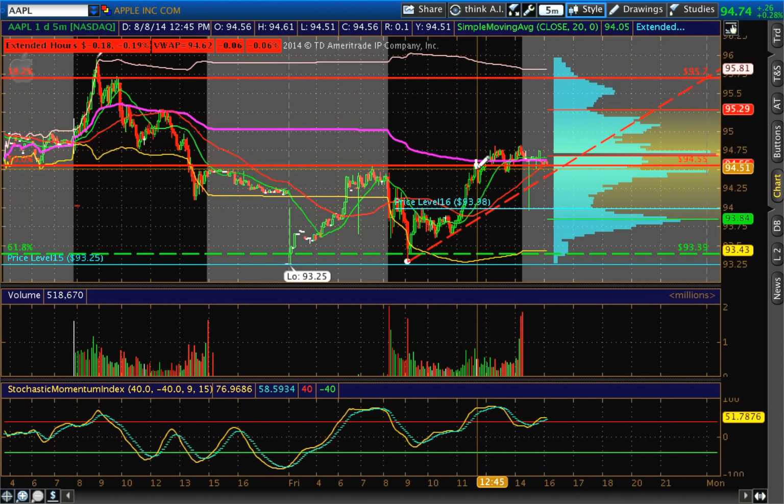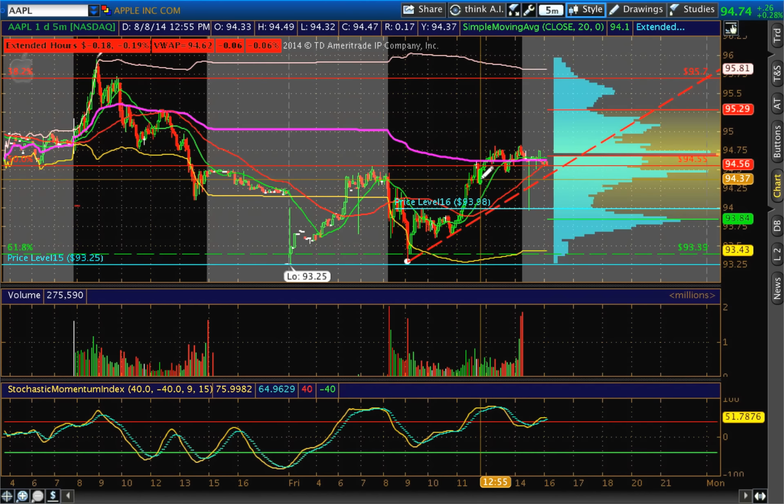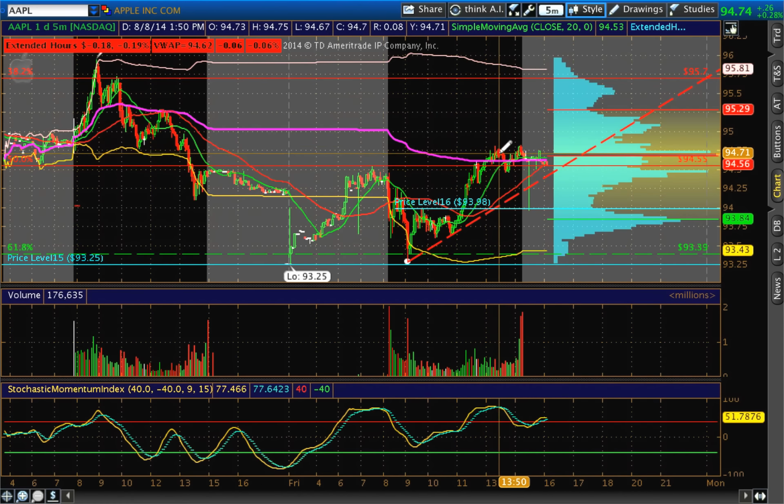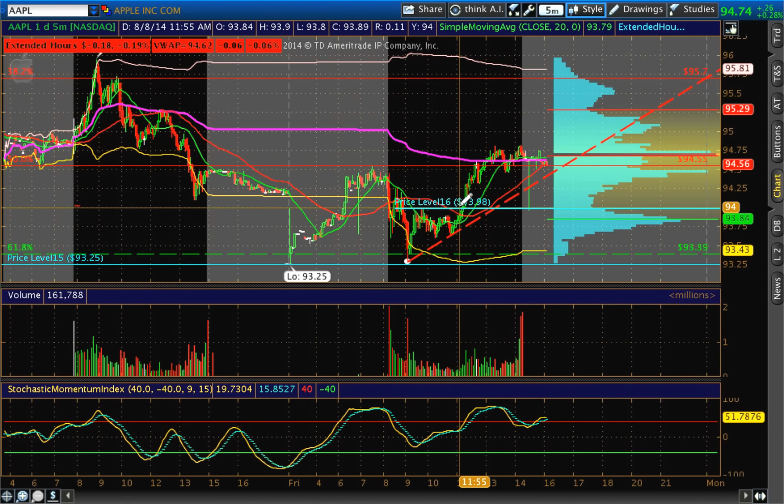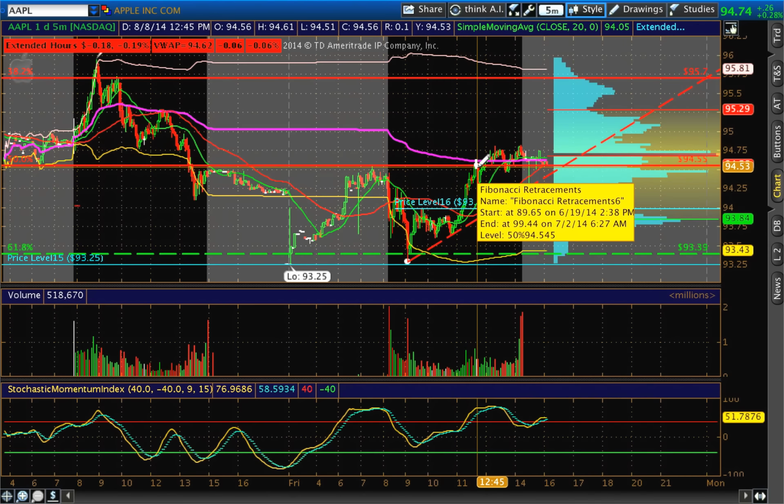At the time, the VWAP was right here. It tagged it, and then it actually did have a pullback here, and then we spent time treading water around this level. So the call here was to buy this breakout for the higher high, and then to sell up here at the VWAP. My call was to sell at 94.60, so you'd have pocketed yourself a cool 62 cents.